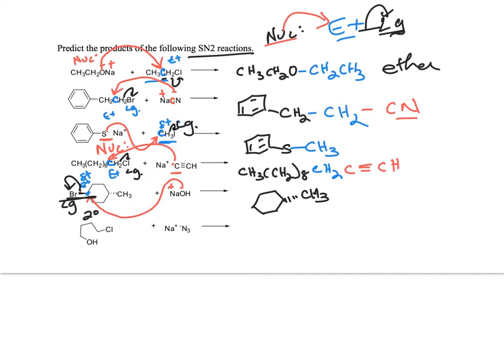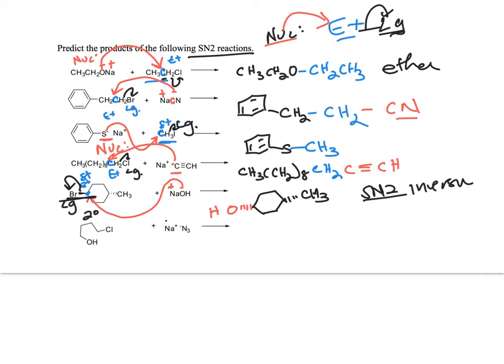Now, we have to do inversion of stereochemistry, so we see the bromine's coming at us. In this case, the opposite, OH comes from behind. So make sure you get your stereochemistry in SN2. You get inversion. Here, this was different than your book, so it's okay.